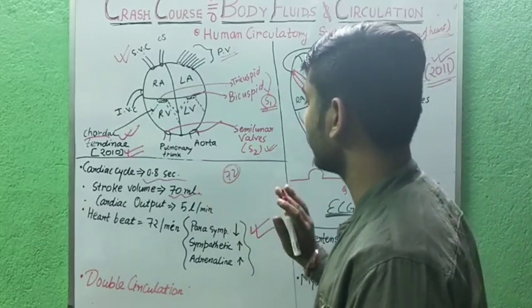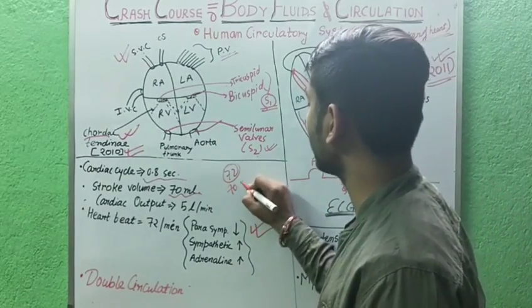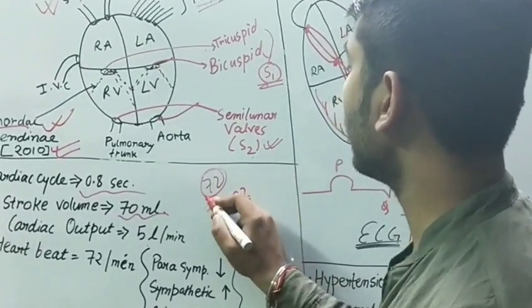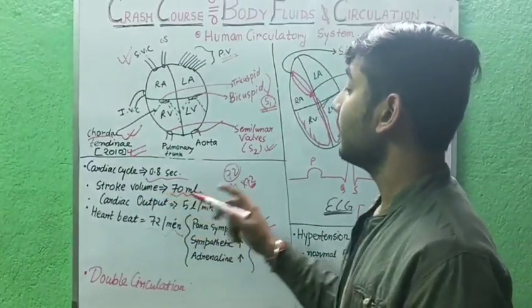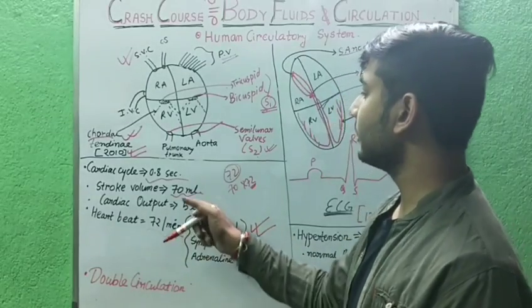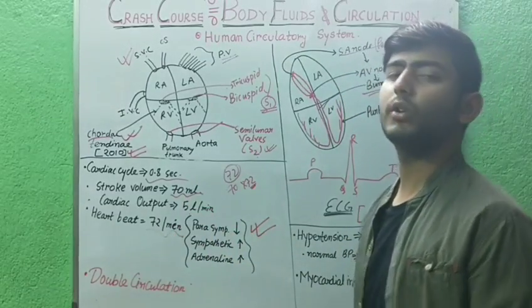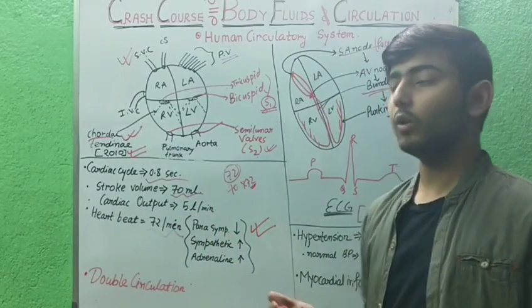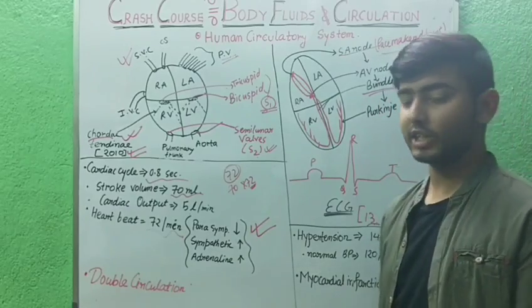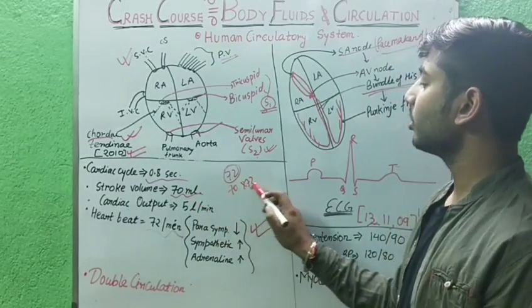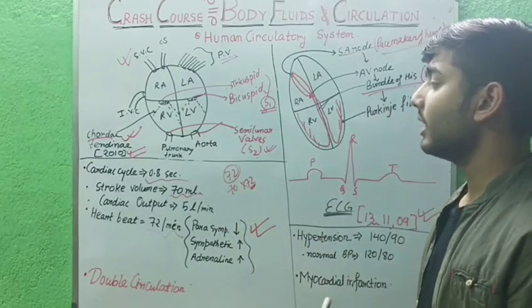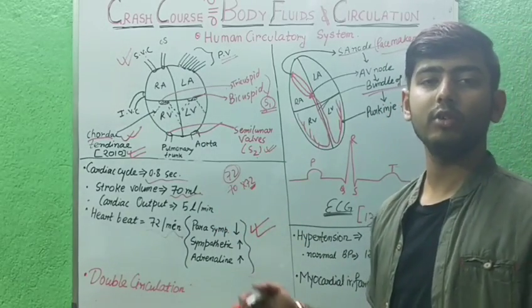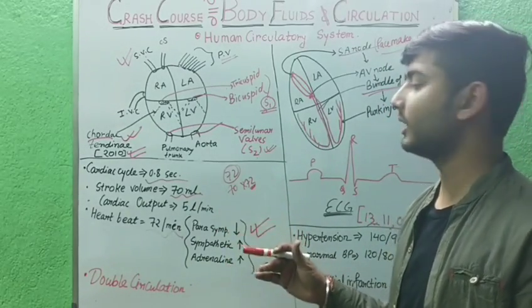See, first of all we have to calculate not 60, 70 cross 72. Why 72? Because heart is beating 72 times per minute, and in each beat it is ejecting out 70 ml of blood. 70 cross 72 will give us 5 liter per minute. I hope this is clear. I have to be fast because I have to complete the crash course in very limited time.